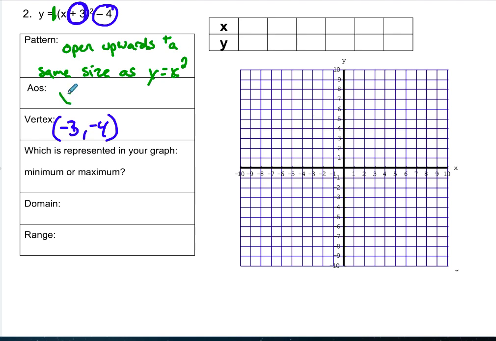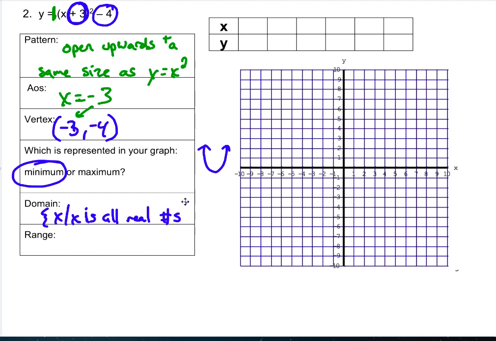So that means my axis of symmetry is x equals negative 3, because it's always that h value. Since it's opening upwards, I'm going to have a minimum value, the bottom of my graph. My domain is still x such that x is all real numbers, because I can put any x value I want into that equation. But my y's, I do have to be more limited, my range. Y such that y is greater than or equal to that k value of negative 4. All right, so let's graph it. So we're going to start with our vertex, negative 3, negative 4.